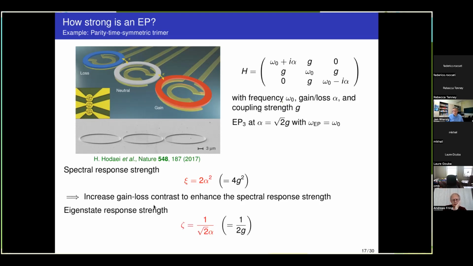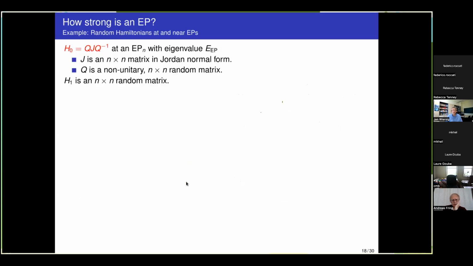And the eigenstate response strength you now cannot calculate by just using 1 over psi. You have to do the calculation once again, and you find it's 1 over square root of 2 times alpha. And also here, if you increase the gain-loss contrast, you reduce the eigenstate response strength, thereby making the state more robust to perturbations. Okay, next example is random exceptional points.